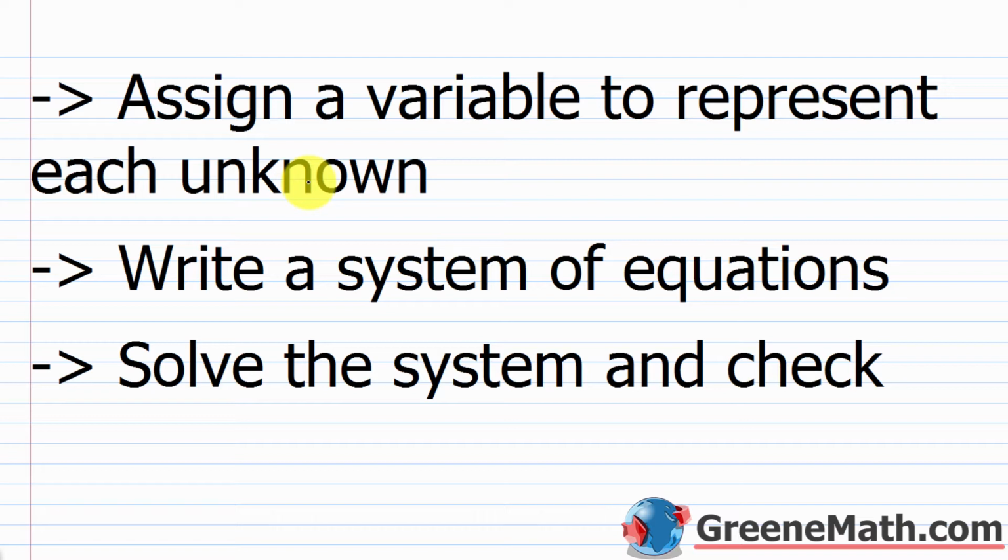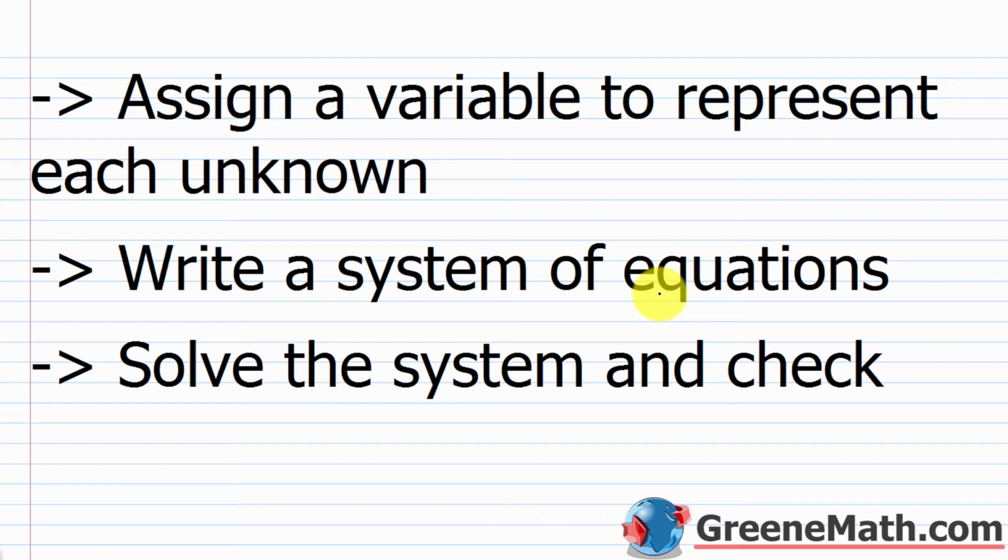When we deal with a section on linear systems, in general, the problems are set up so that you just assign a variable to represent each unknown, and then you write a system of equations. Now, for every unknown I have to have an equation. So if I have two unknowns, I need two equations. If I have three unknowns, I need three equations. If I had seven unknowns, I would need seven equations, and so on and so forth.